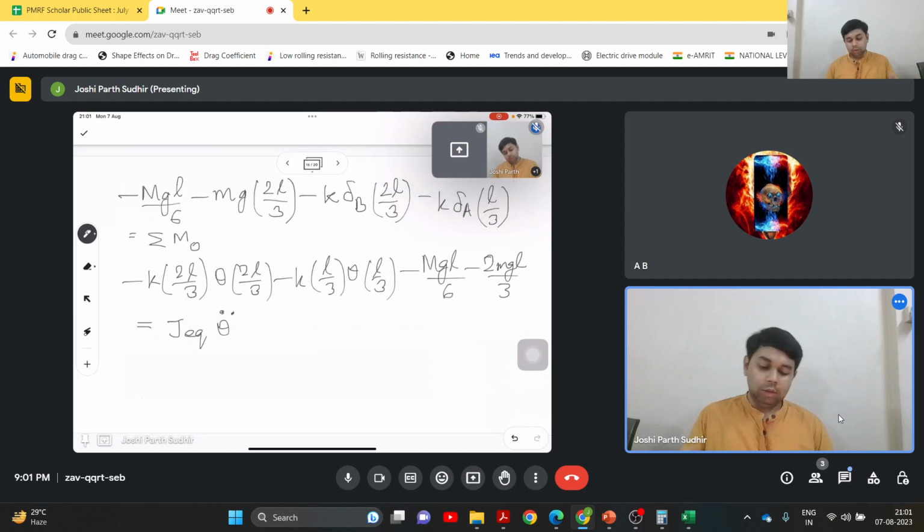We can simplify this differential equation further and get the simplified differential equation. From that we can find out the natural frequency of this system. So I suggest that you try simplifying this equation further, and we can discuss it in the next session. I think we can conclude this session for today at this point.